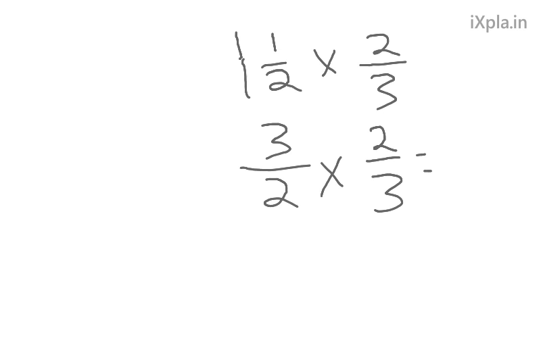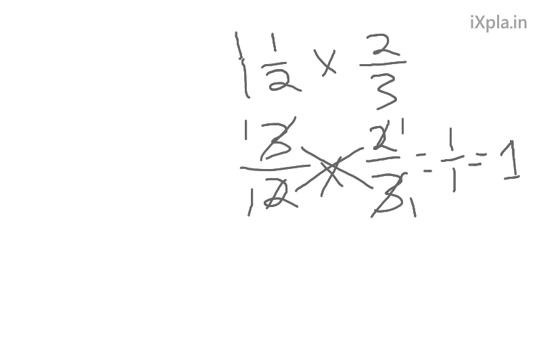We're going to cross cancel here. What goes into both 3 and 3? 3 does. 3 goes into 3 one time. What goes into 2 and 2? 2 does. 2 goes into 2 one time. Now we're multiplying across. 1 times 1 is 1. And we get 1/1, which is the same as simply 1. All that work just to come up with the answer of 1.